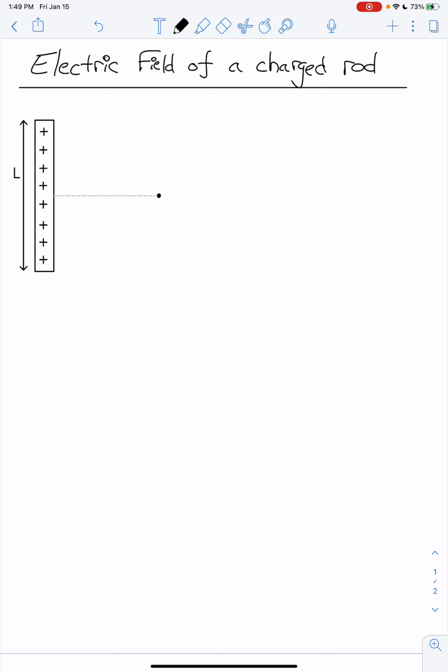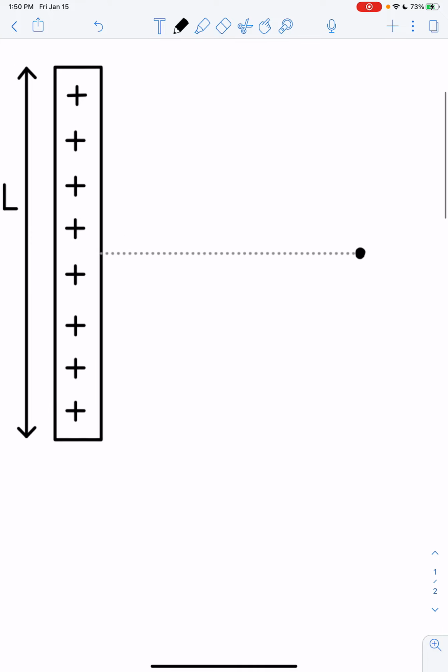Now, describing the electric field around an extended charged object can be a little bit more complicated than a point source, but all the same principles apply. The way we're going to look at this is to consider what contribution a small component of that larger object makes to the field, and then we're going to add up all the different little components along the length of this rod.